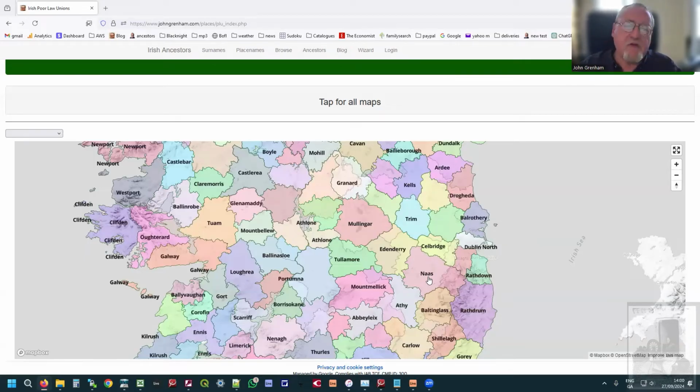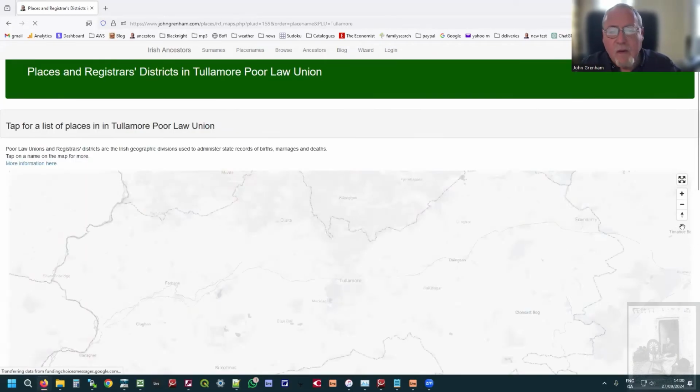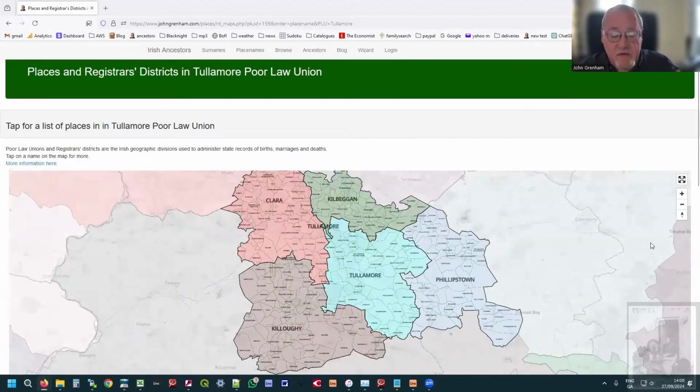Okay, let me show you what happens when you go in here. When you pick, say, the Poor Law Union of Tullamore, what you get is this. This is a map of the dispensary districts, which now also came to be known as local registrars districts. There was one registration office in each of these areas, and they collected all the births, marriages, and deaths, and they funneled them from the local registrars to the superintendent registrar who was in charge of all of these areas, these 5 registrars districts.